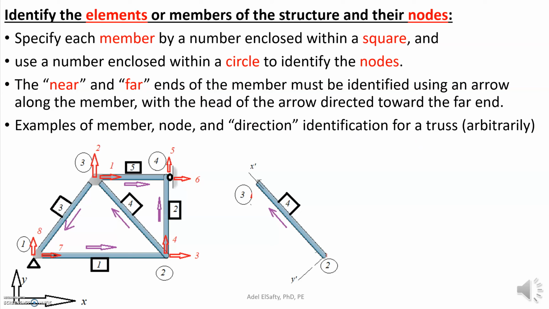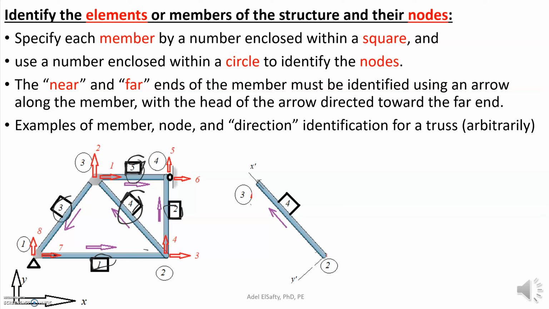To identify the displacement, for instance, I am going to specify each member. The first thing you need to do is identify the elements or the members of the structure and identify the nodes. For the members, you're going to have that square, as you can see here, 5 and 4. So this kind of square is identifying the members. How many members do we have? 1, 2, 3, 4, and 5. So we have 5 members identified with that square.